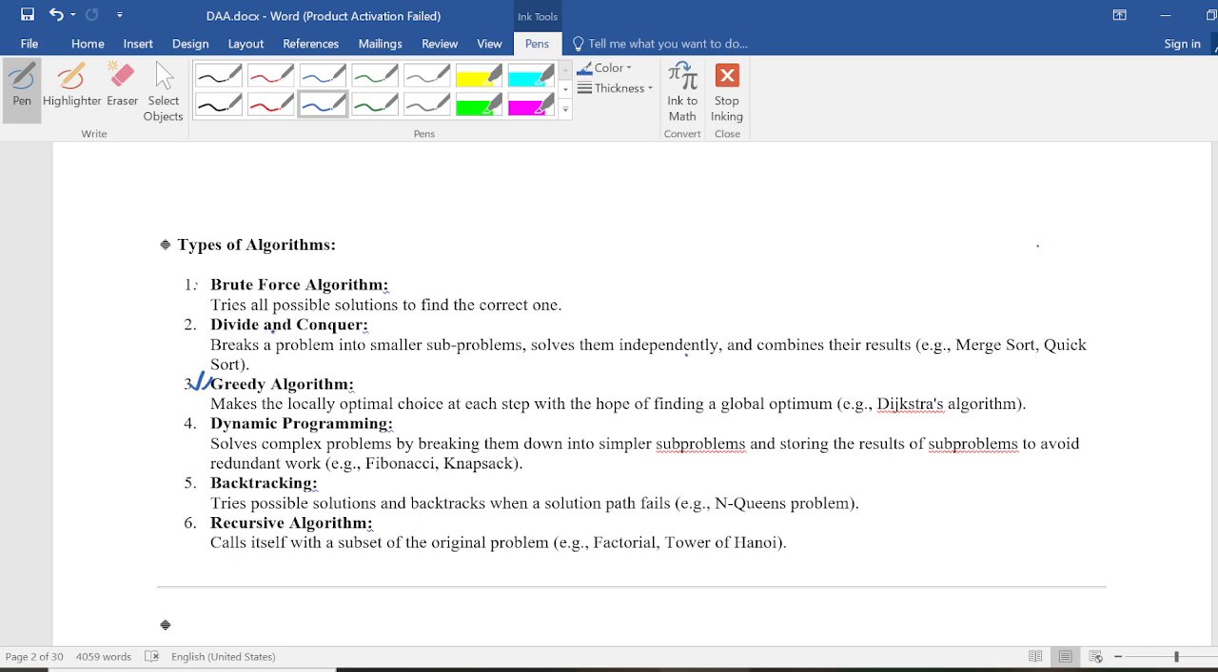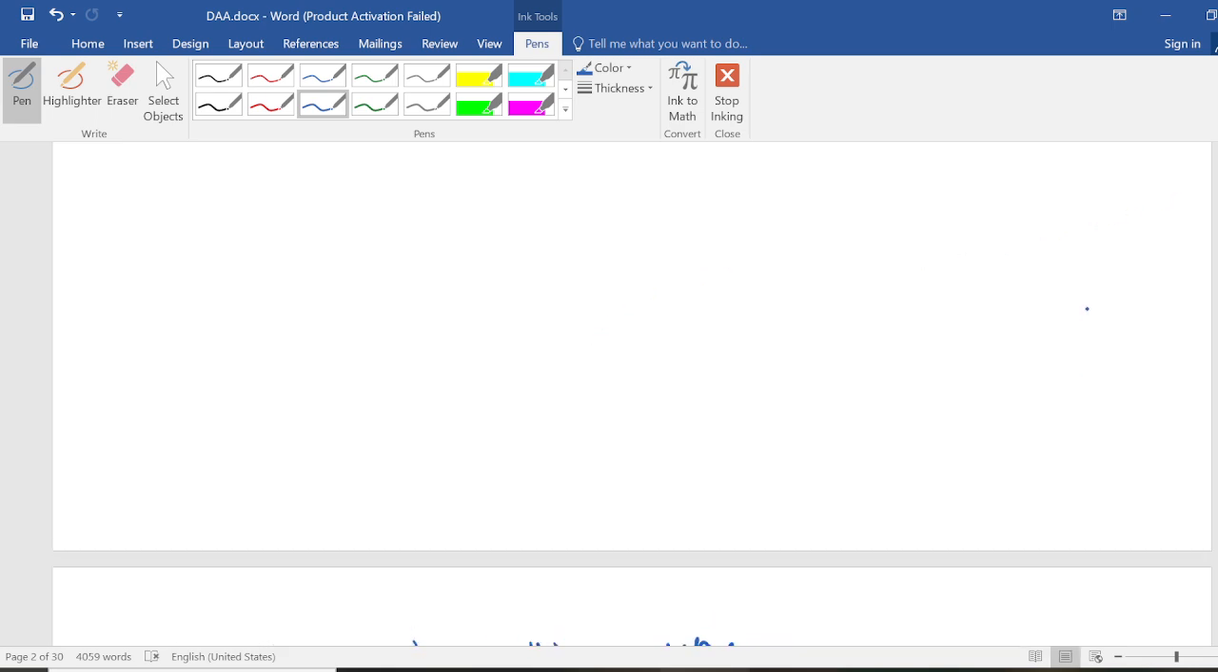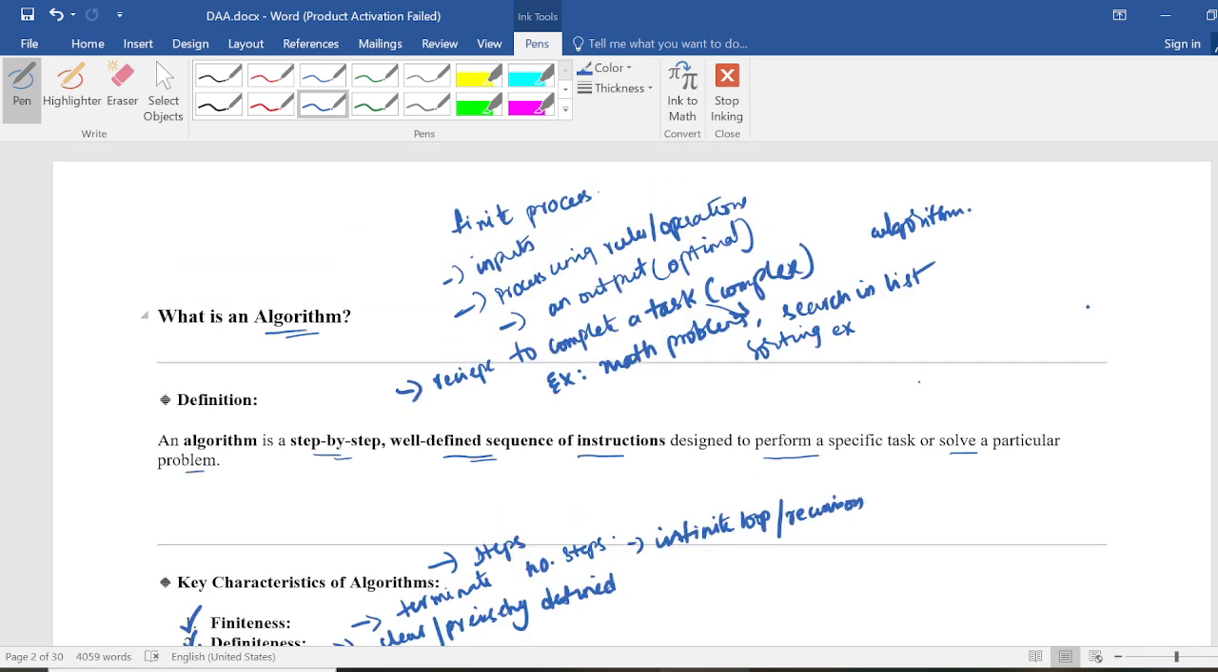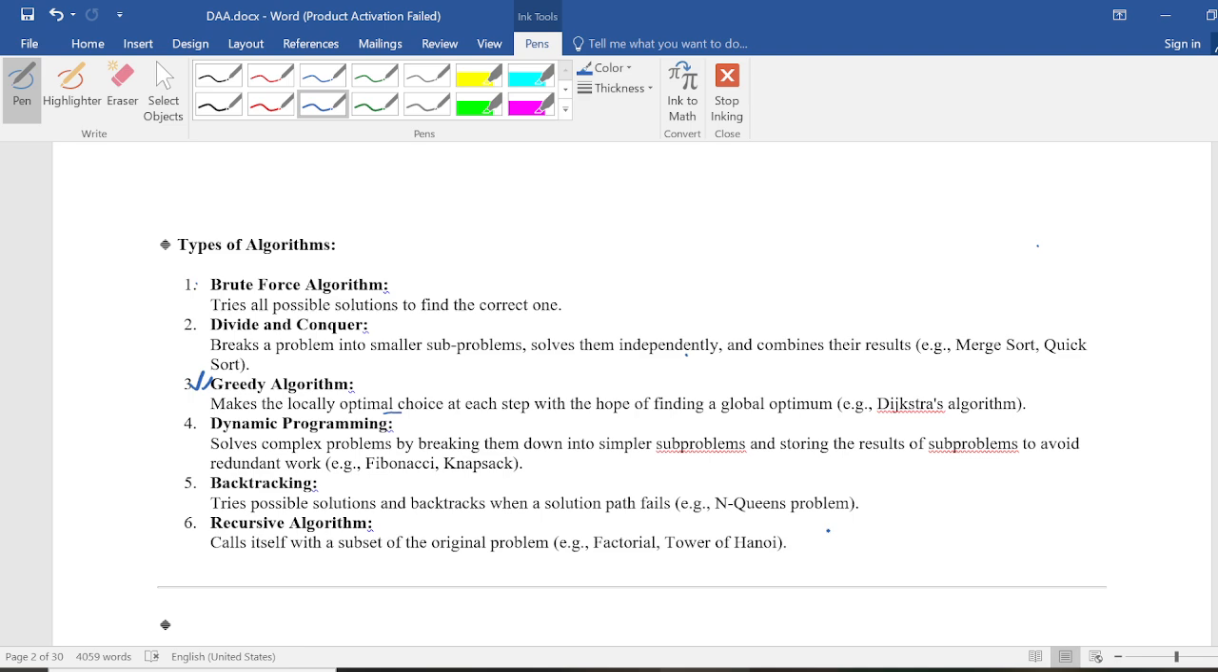First we'll look into the definition: the algorithm that makes the locally optimal choice at each step with the hope of finding a global optimum solution. Diving deeper, a greedy algorithm is a problem solving strategy that makes the locally optimal choice at each step with the hope that these local solutions will lead to a global optimal solution. So whenever there is a possibility at each step, this algorithm will look for an optimal choice so that this will lead to the final global optimal solution.